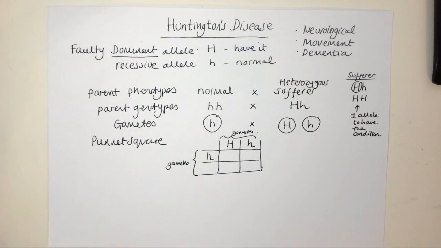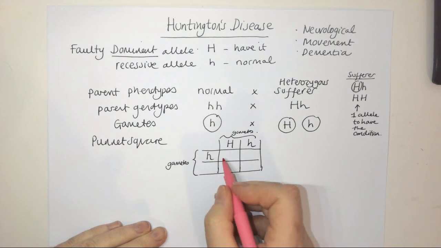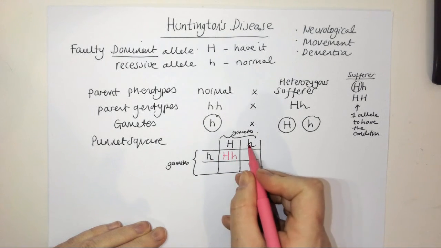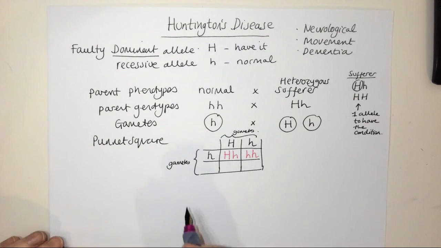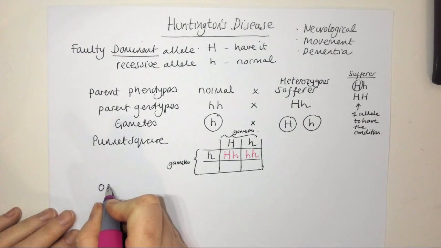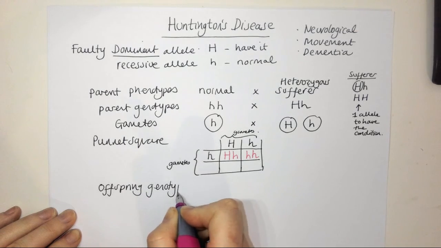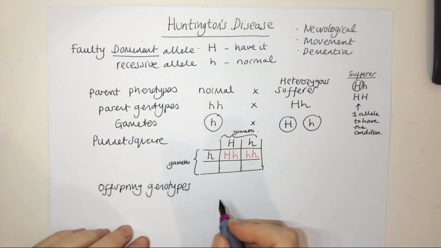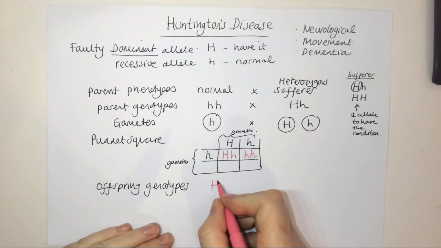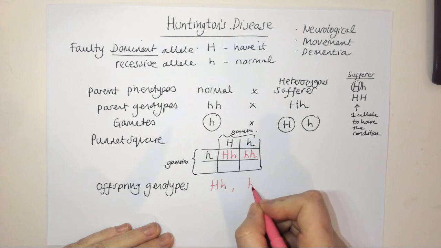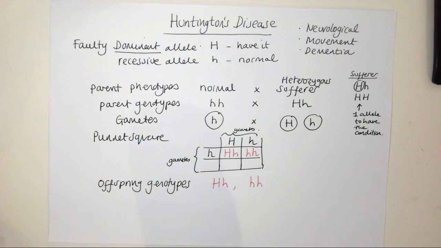We have a look next at the offspring genotypes. You've got one row to do. I've got a capital and a small, and I've got a small and a small. I'm going to write out the offspring genotypes. Remember, genotype is just the combination of the two alleles that you have. And here we have big H, little h, and two little h's. We can say what the offspring phenotypes are.